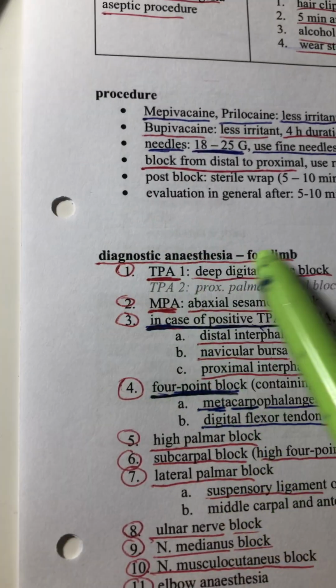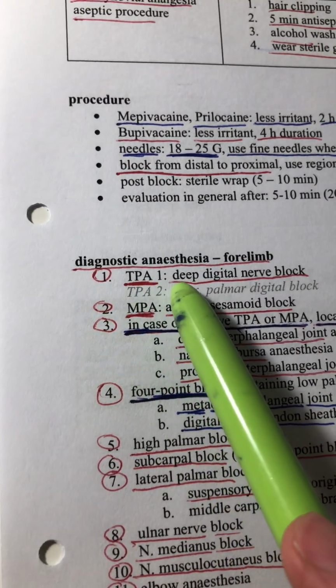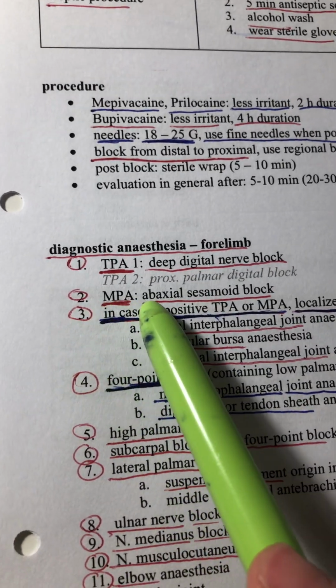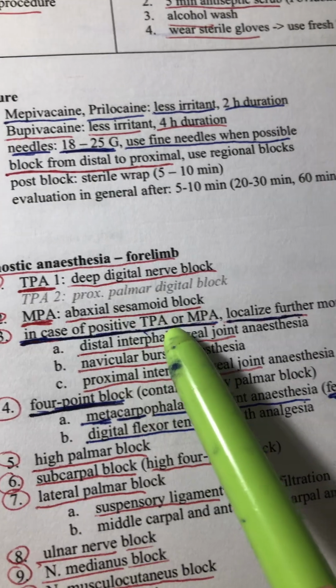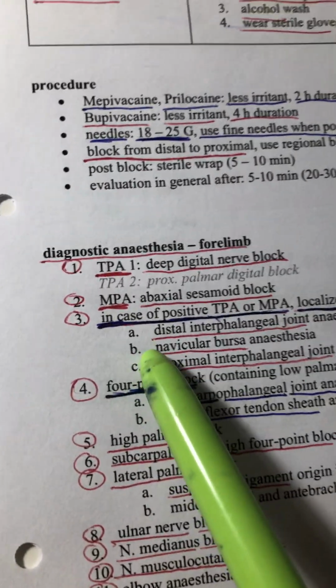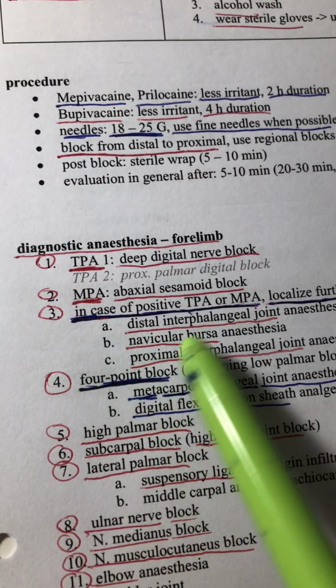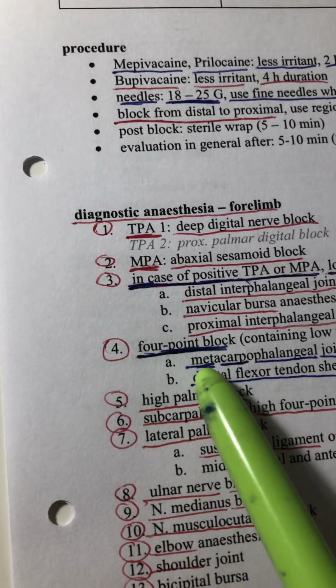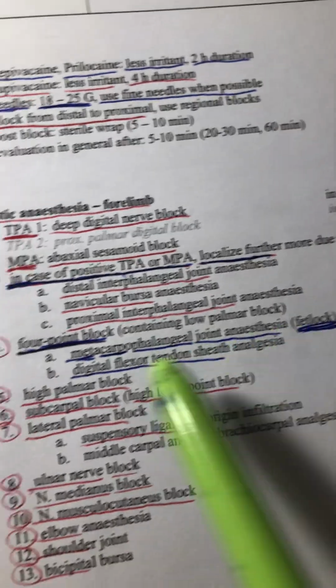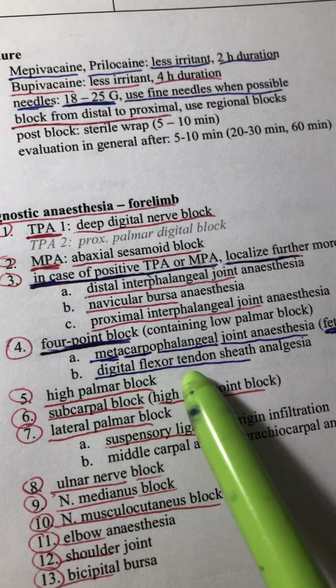So the diagnostic anesthesia. TPA, number 1, is the deep digital block, and MPA is the abaxial sesamoid bone. And in the case of positive TPA or MPA, you can localize further: the distal interphalangeal joint, the navicular bursa, and the proximal interphalangeal joint. So the fourth one is the 4-point block. This is the metacarpophalangeal joint, or the fetlock, and the digital flexor tendon sheath.